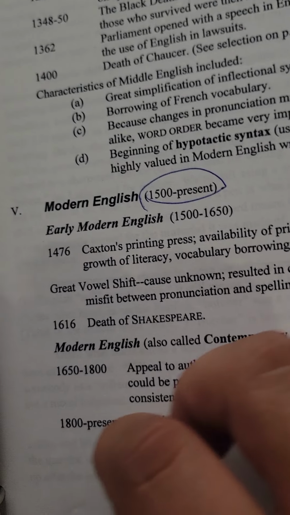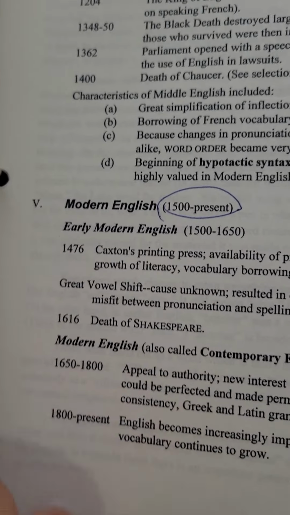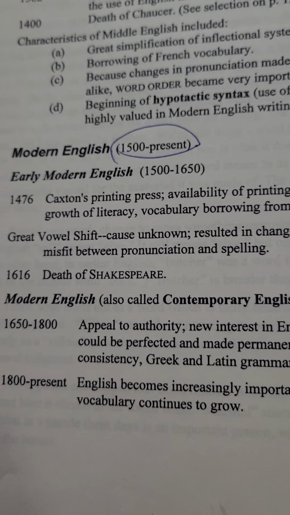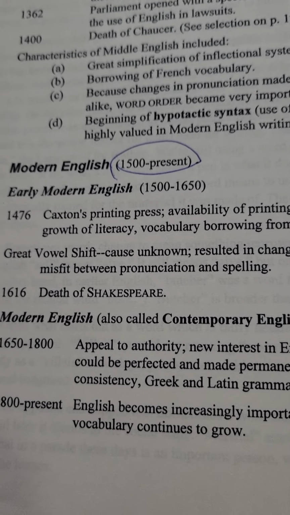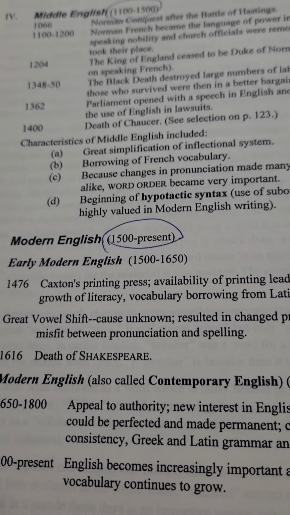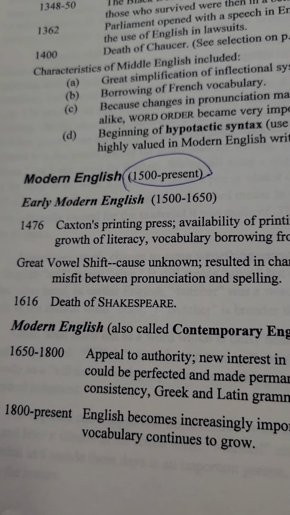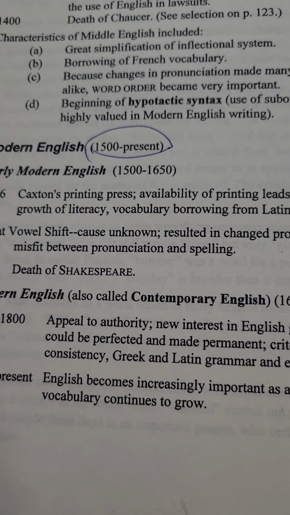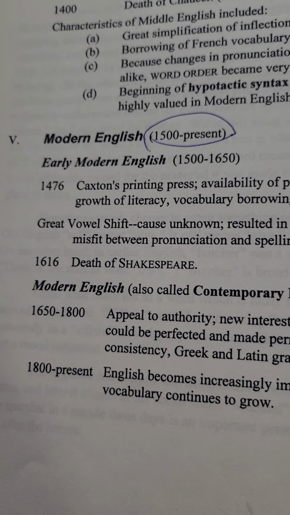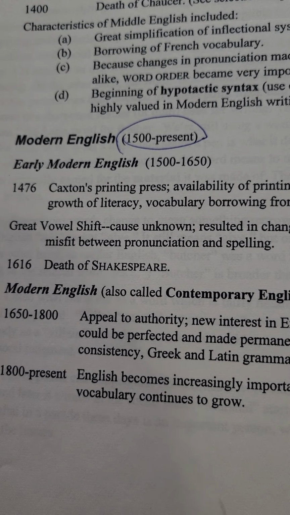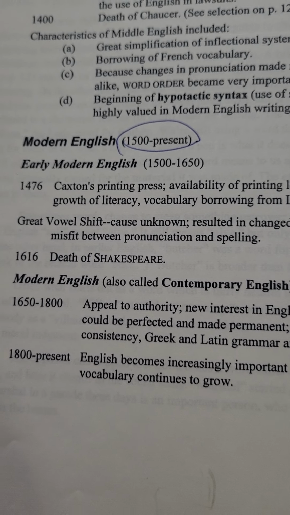So now we get to modern English. So this is how you know that the Bible was not written in Old English. You already passed the Middle English. Now you get modern English, 1500 to present, right? Early modern English was 1611. That's when the Bible was translated into English.